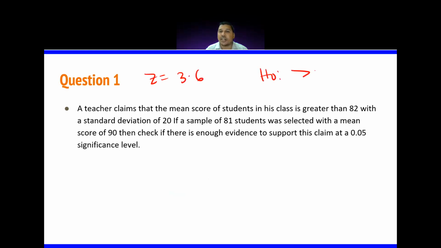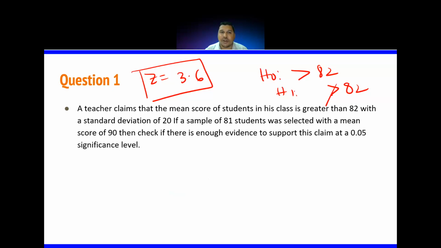I know my H naught is greater than 82, and H1 is not greater than 82. Not equal to, but not greater than. Now, when you have this Z, how to make a comment? For this, we have to use statistical tables. I will show you how to use that. Here the claim is at 0.05, so we will have to use the statistical tables.